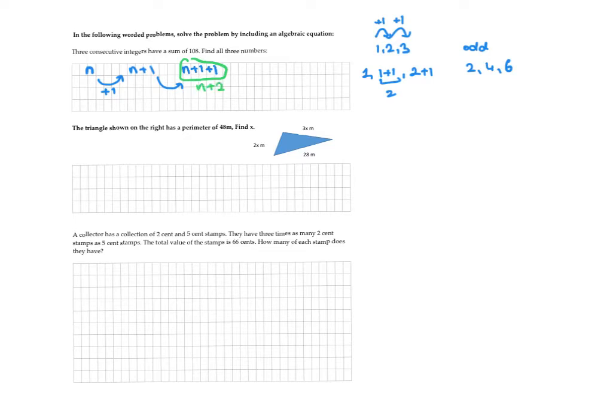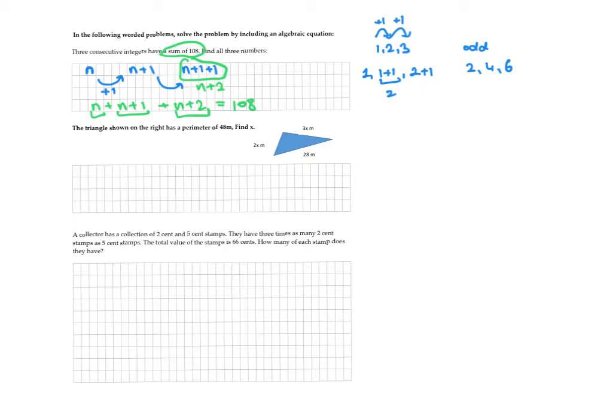The question says the numbers have a sum. Sum is addition, isn't it? So we're going to have n, plus n plus 1, that's the second number, plus n plus 2, and it is equal to 108. The next thing now is to collect like terms.